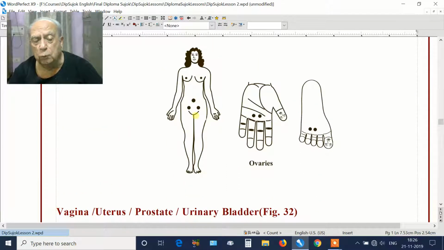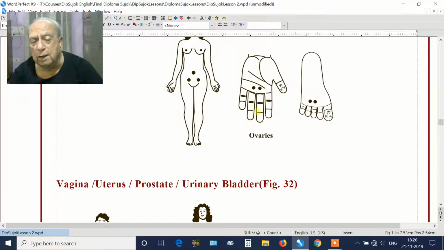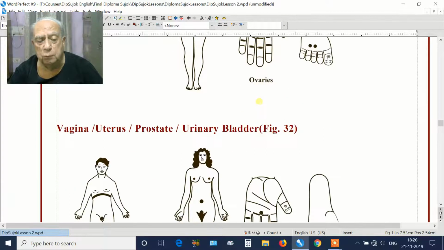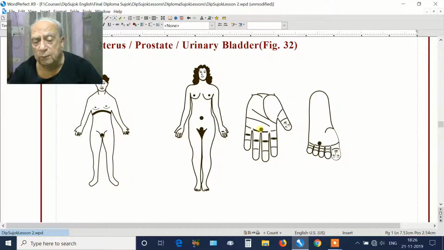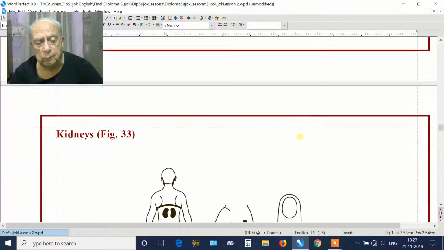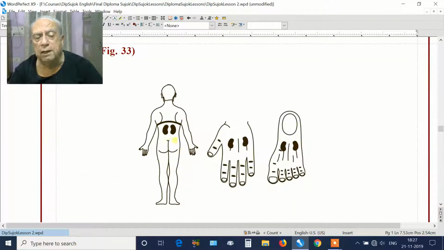Ovaries, between the 2 legs, little bit above the joint of the legs, 2 ovaries. So here in the hand, this is the correspondence point for ovaries. Because these two are the legs, so between the legs, slightly above, so this is the correspondence point. Then this is for vagina and uterus, and for male it is prostate and urinary bladder. This is the kidney. Kidneys are approachable from the back. So they are on the yang side, below the diaphragm.